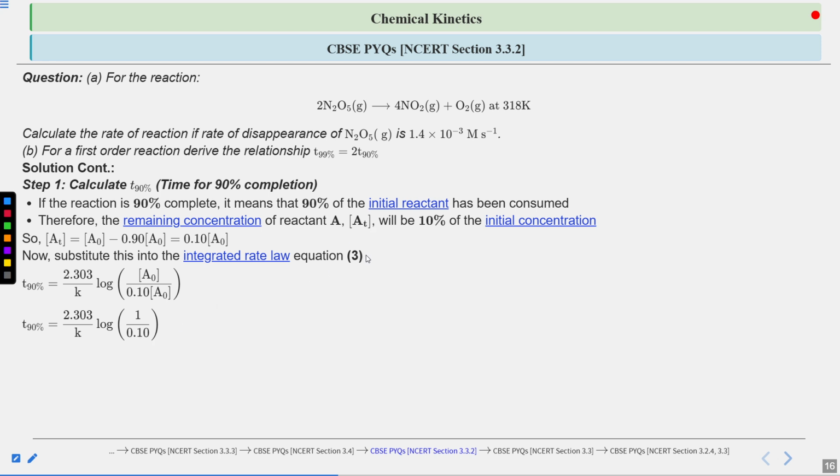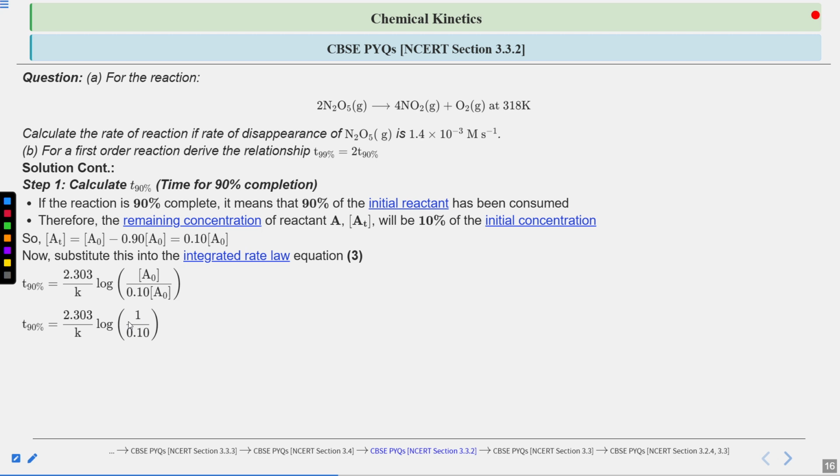So according to equation third, which we derived for the t value, where t is equal to 2.303 by K log of initial concentration upon final concentration, we have just derived the final concentration value, that is the concentration of A at the time where 90% of the reactant is already consumed. The remaining concentration of A is 0.10 of A naught. So we put in log of A naught upon 0.1 of A naught. From here A naught will cancel out. The remaining thing is t 90% equals this constant, log 1 upon 0.10.